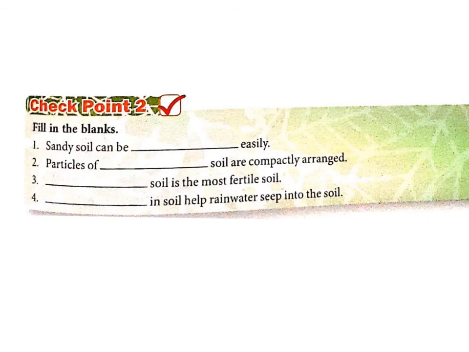Fill in the blanks. The first one, sandy soil can be dash easily. Yes, and the correct answer is plowed easily. The second one, particles of dash soil are compactly arranged. So children, the answer to this question will be clay soil. Next question, dash soil is the most fertile soil. The answer to this question is loamy soil. Fourth question, dash in soil help rainwater seep into the soil. The answer is pores in soil help rainwater seep into the soil.